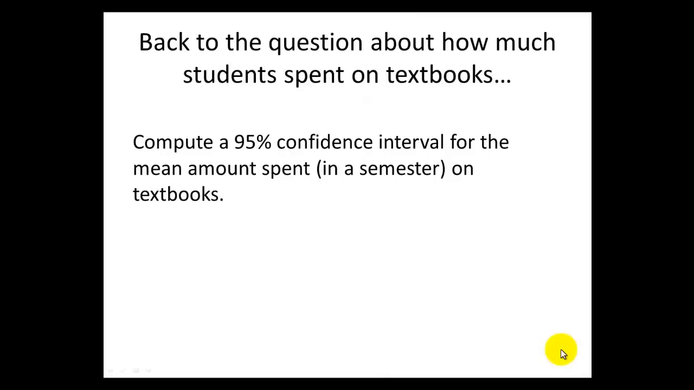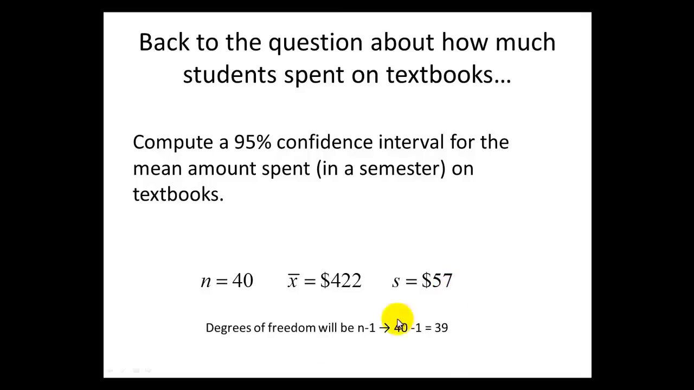Back to the question about how much students spend on textbooks. Let's tackle this by computing a 95% confidence interval for the mean amount that they spent on textbooks. Recall from the beginning of the lesson that we had 40 students that spent a mean of $422 and a sample standard deviation of 57. The degrees of freedom we'll be using for this problem is n minus 1, in our case 40 minus 1, which is 39.